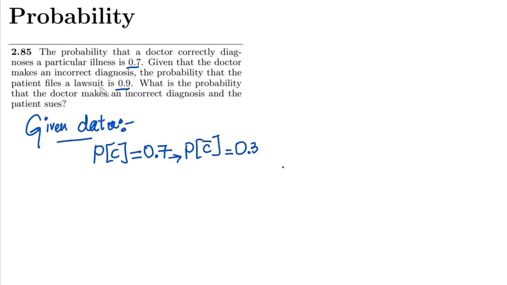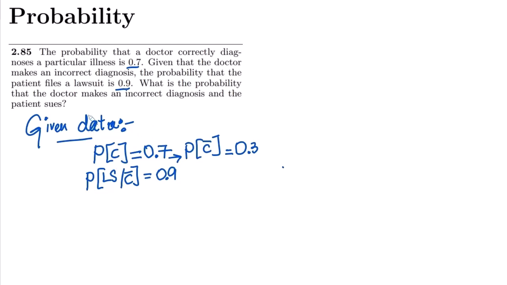So another conditional probability has been given here: if a doctor makes an incorrect diagnosis, the probability that the patient will file a lawsuit is 0.9. So what is this probability? This is the probability of a lawsuit with the condition that the doctor makes an incorrect diagnosis, which is C complement. So here this is C complement and this is 0.9. Okay, so all this data has been given. From the previous questions you have understood that having the correct given data and knowing the required things will solve half of a question.